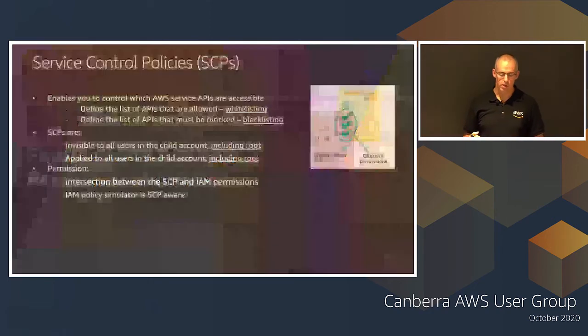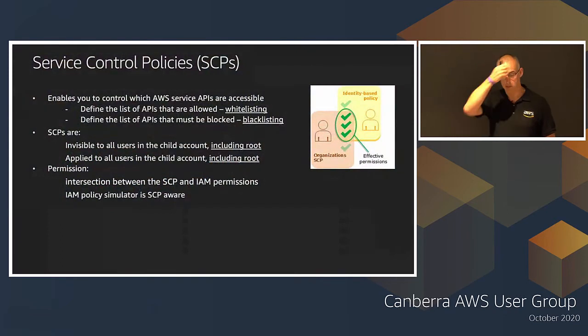So starting at the top level with our service control policies, we probably need to update the wording here, but there's a concept around whitelisting and blacklisting services, which you can basically think of as an allow list and a blocked list. That's absolutely the way that they should be used. And the key here is that they're invisible to all users in the member accounts, including root. I'll come back to that a couple of times as we move on.